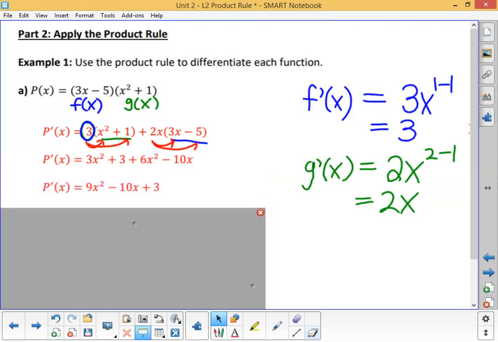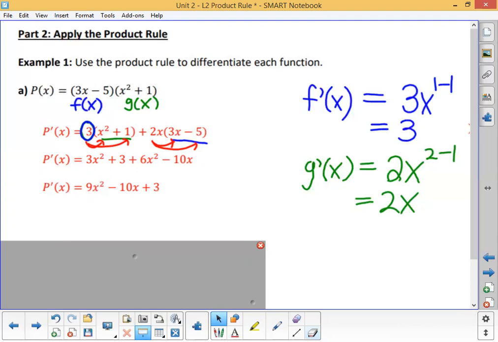So we combine like terms here. Here we have a quadratic derivative equation. We already know how to find the linear equation of the tangent line, but that won't be required for a question like this because it's just saying use the product rule to differentiate. Now on your test, I might not say use the product rule. I might just say find the derivative of each function. You have to figure out which rule to apply.